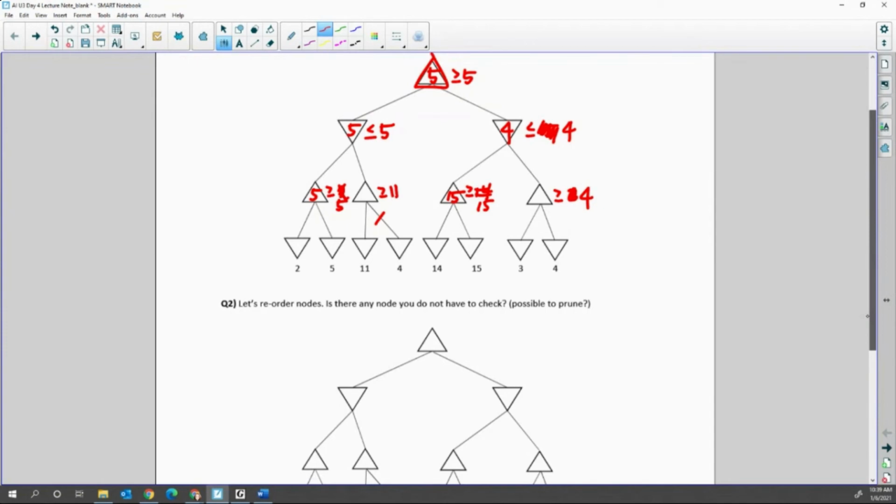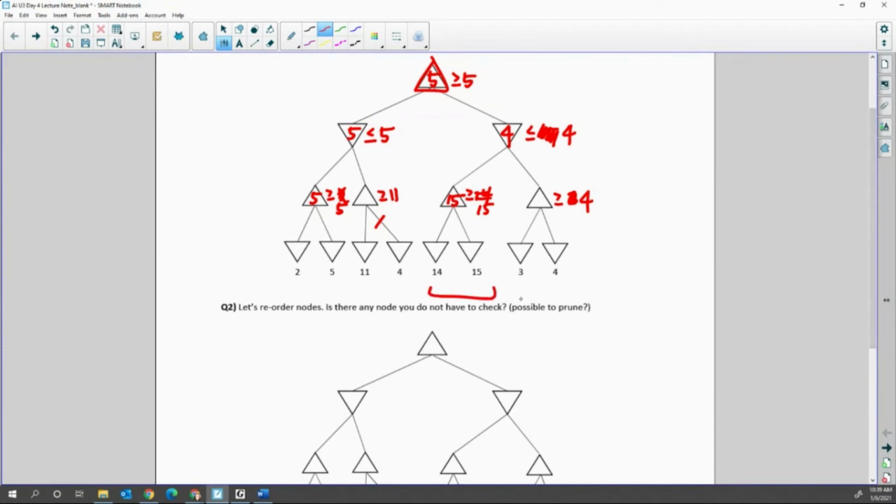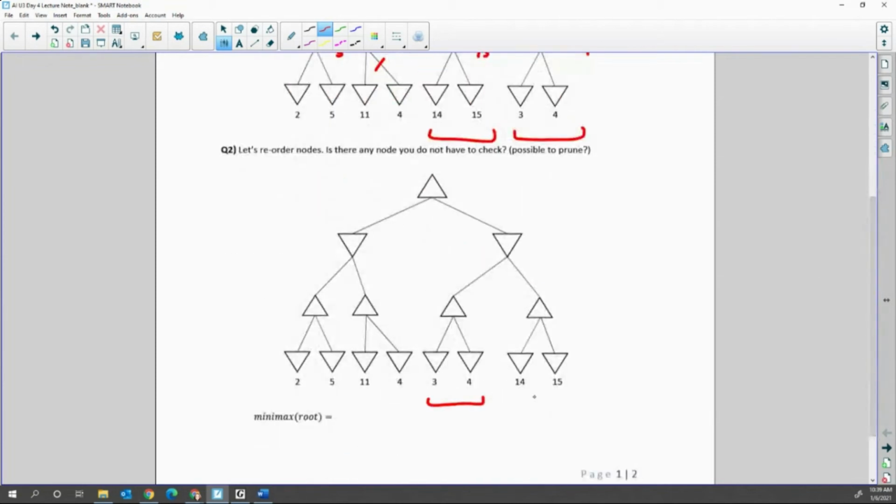Then how about if I change the order? If you look at the second tree, only the right side subtree, 3, 4 and 14, 15, are swapped. So 3, 4 first instead of 14, 15. When the order is changed, what will happen?